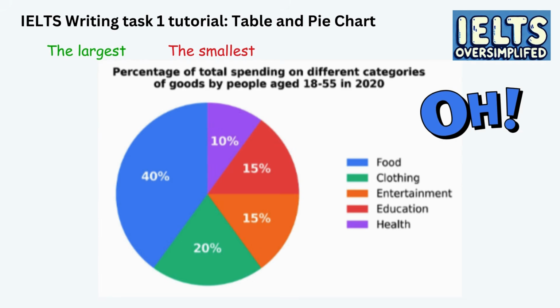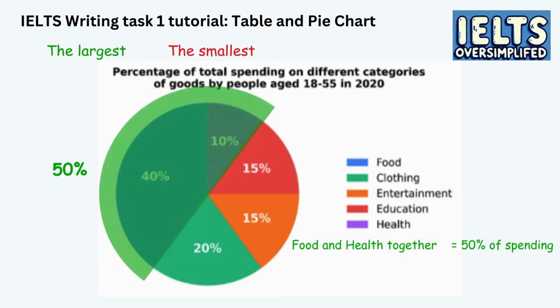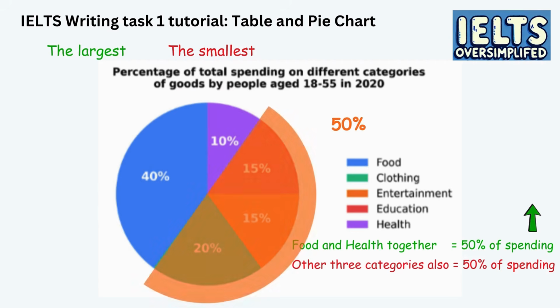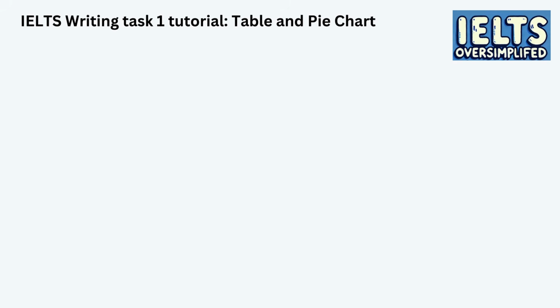Oh, now, here's something else interesting. Remember how in the table we grouped food and health as increasing and the other 3 as decreasing. Notice that food and health together equal 50% of spending, and they both increase as people get older. The other 3 categories also equal 50%, and they all decrease with age. Okay, let's review the trends and patterns we found.